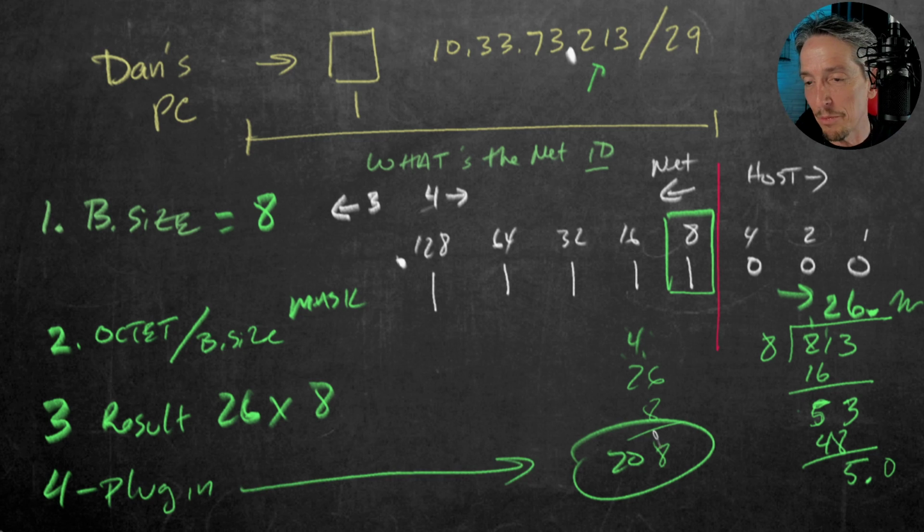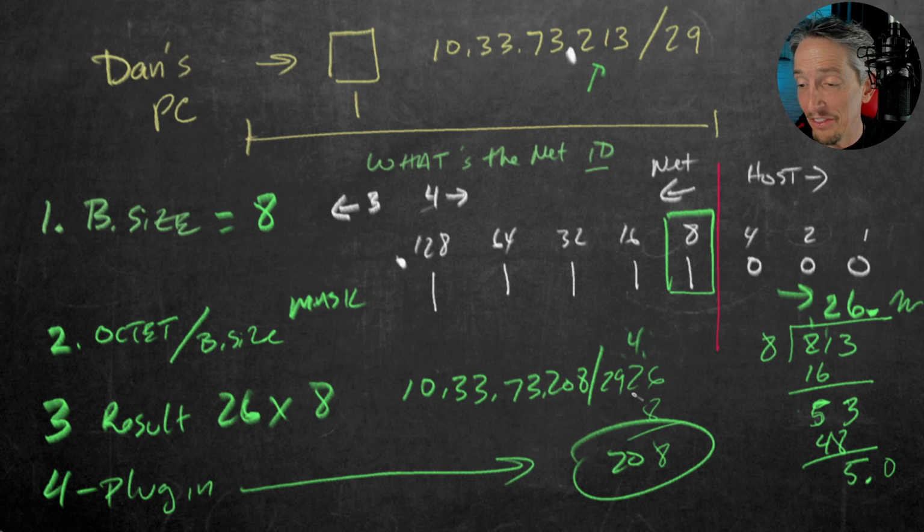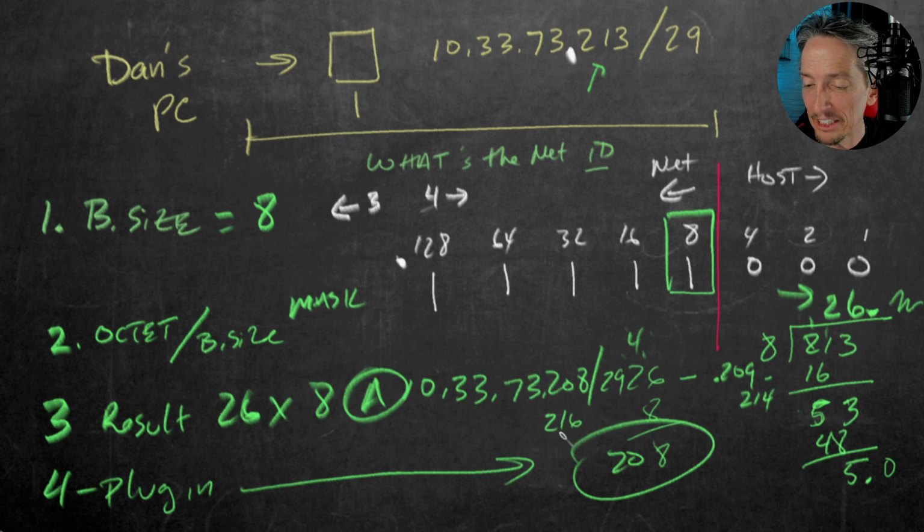Plug in that number in that last octet. So this would be network 10.33.73.208 with a /29-bit mask. And the next subnet would be 8 more, because that's our block size. So the next subnet would be 216. That would mean our range here would be .209 through 214, with the broadcast address for network A being 215, and the next subnet being 216.